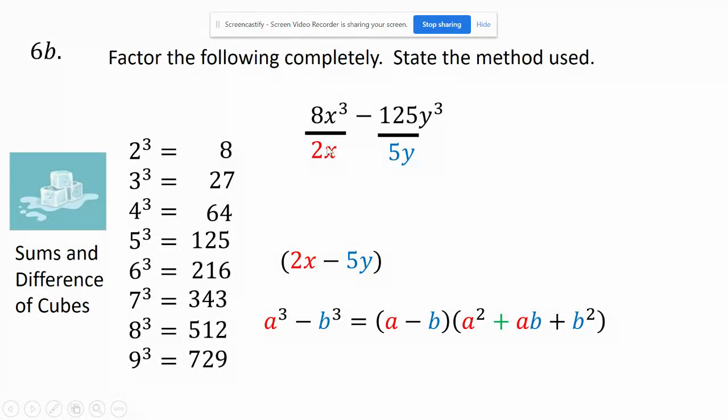And if I take the 2x times 2x, I get a 4x squared. And if I take 5y times 5y, I get a 25y squared. And notice this one's a negative, so next one will be a plus, and it'll simply be this 2x times 5y, which is a 10xy. And once again, the middle term is the two terms multiplied together, but the sign is opposite of whatever is here in the trinomial. And in the binomial, it is exactly the same sign.